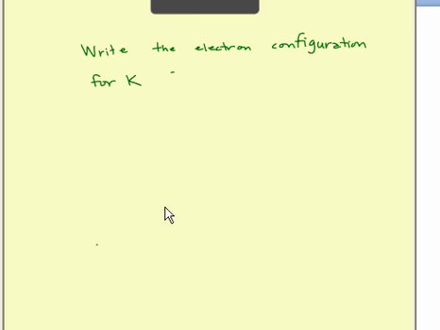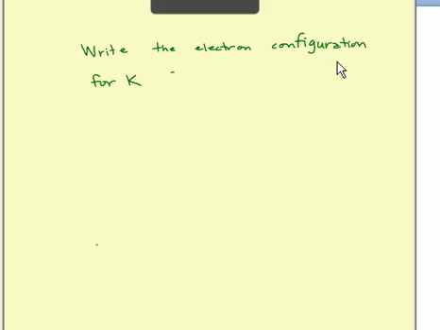So right now you're probably saying, Miss P, you're really nice, but what the heck are you talking about? All right, well, let's look through an example, and I think all of what I've been saying about electron configuration will make sense. Write the electron configuration for K. And K, of course, is potassium.